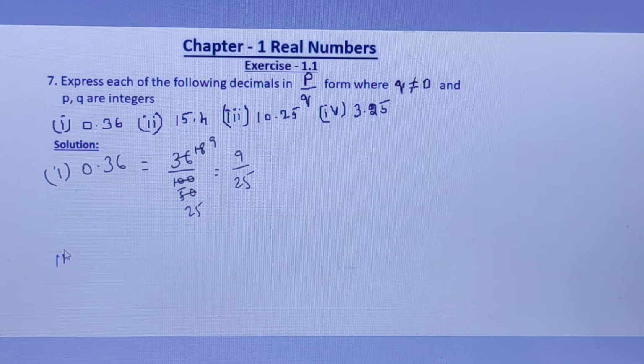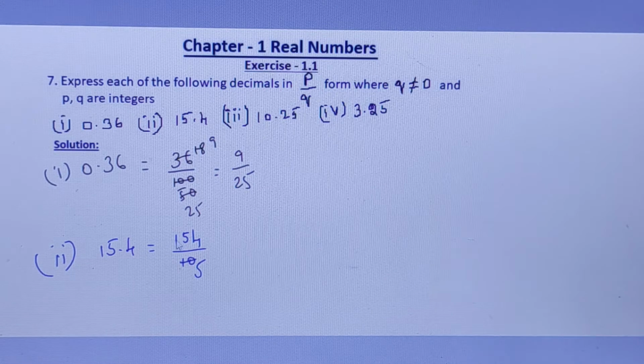Second one, 15.4. So this can be written as 154 by 10. So this is 2 5s are 10, 2 77s are 154. So this is 77 by 5.